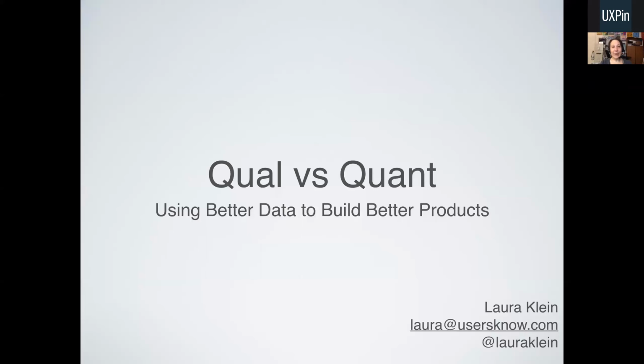Sure thing. I am Laura. I have written a couple of books. One is called UX for Lean Startups, and one is called Build Better Products. Build Better Products just came out in November. And I'm an ex-engineer, UX designer, product manager, kind of all of those things. I have spent a lot of my career figuring out ways to combine qualitative and quantitative data in order to make better products for everybody. So that's what I'm going to be talking about today.